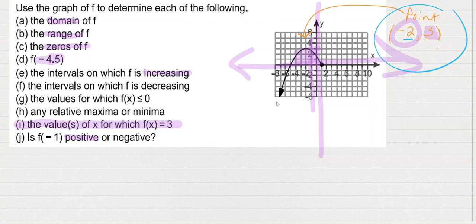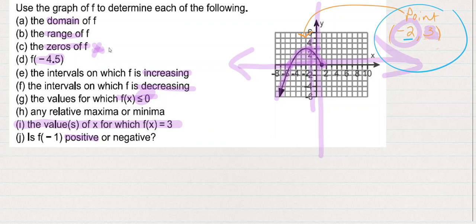Increasing, if we read from left to right, we're talking about where it's rising or going up, and decreasing, reading the graph from left to right, where is it falling? The values for which f of x is less than 0 would be the values for x where y fell below 0, and when we say or equal to, we'd be talking about those two zeros that we found earlier.